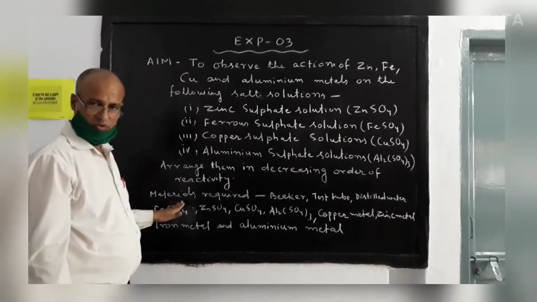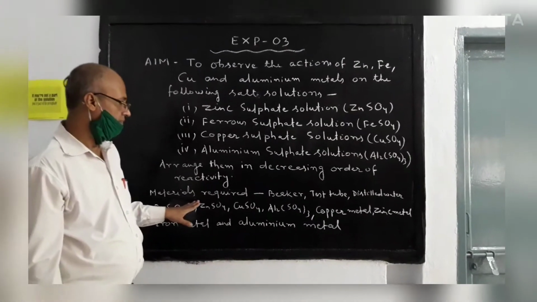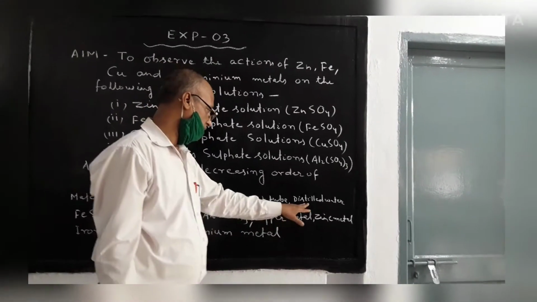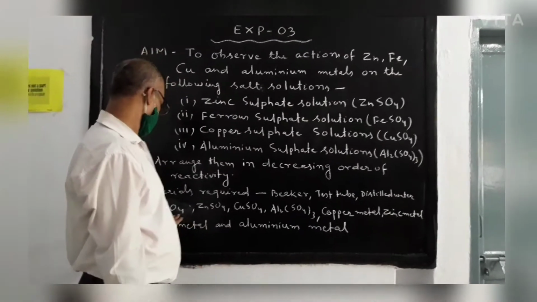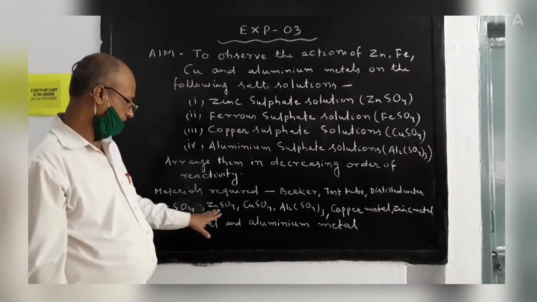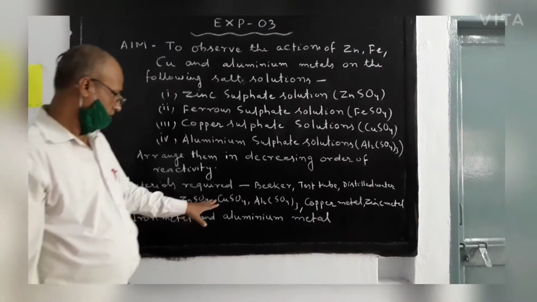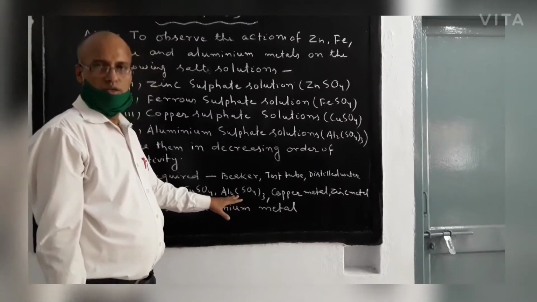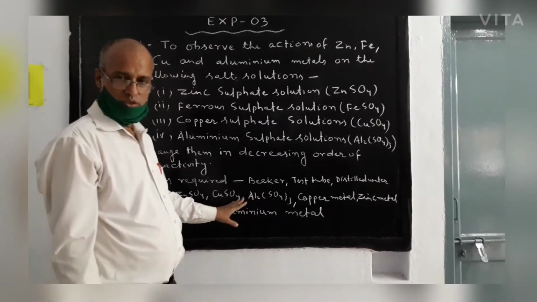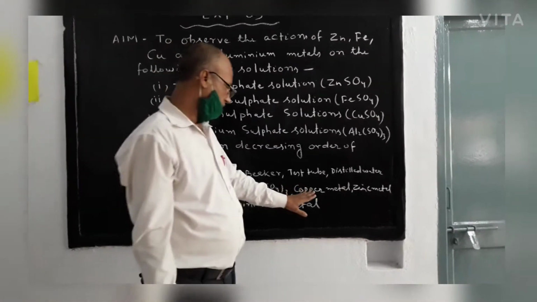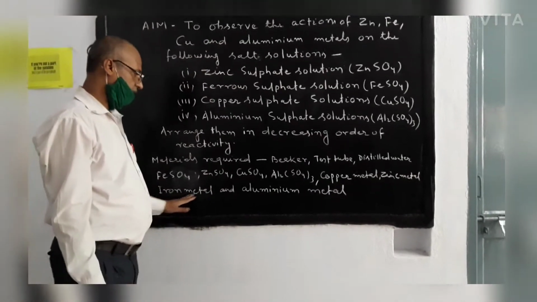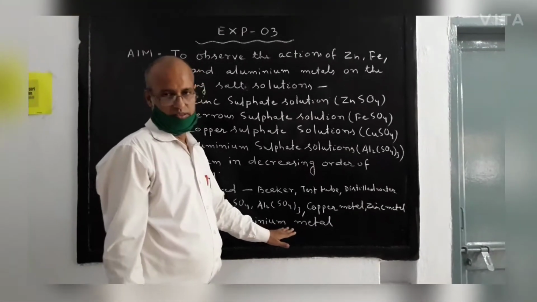The materials required for this experiment are beaker, test tube, distilled water, ferrous sulfate, zinc sulfate, copper sulfate, aluminium sulfate. These solutions will be prepared, and then copper metal, zinc metal, iron metal and aluminium metal.